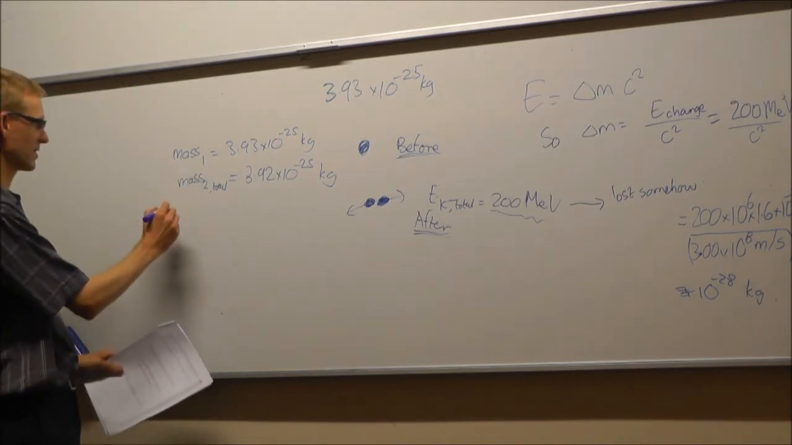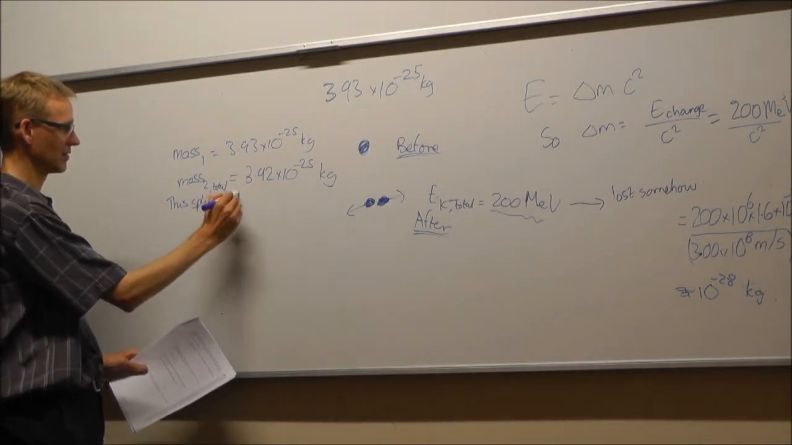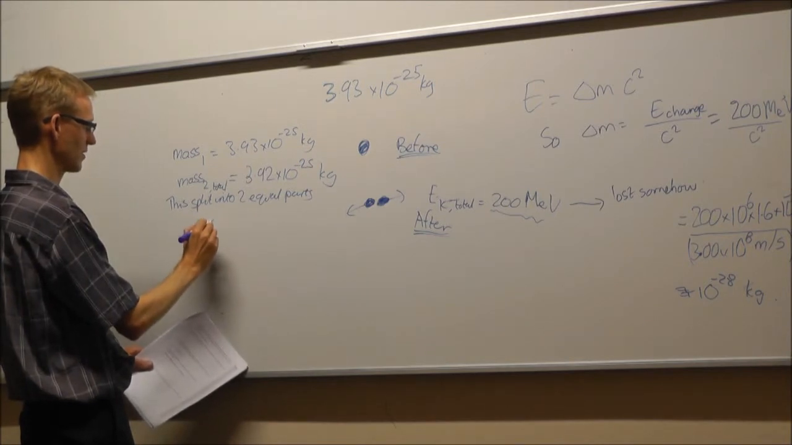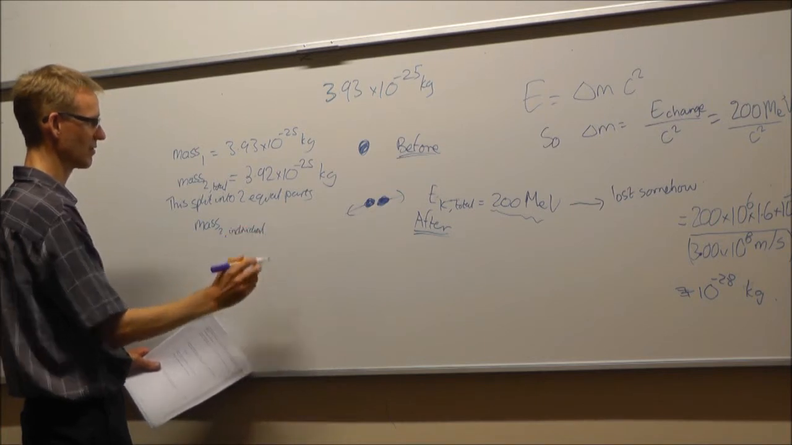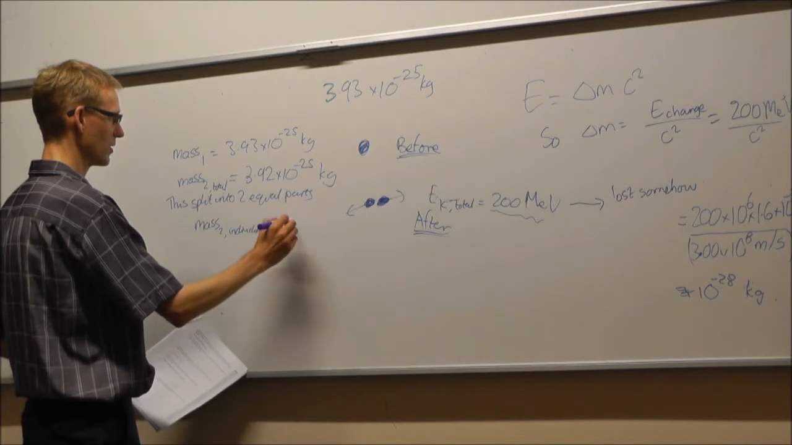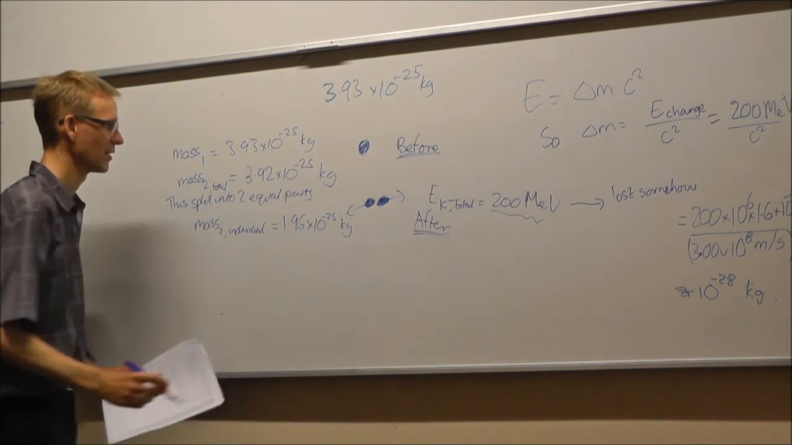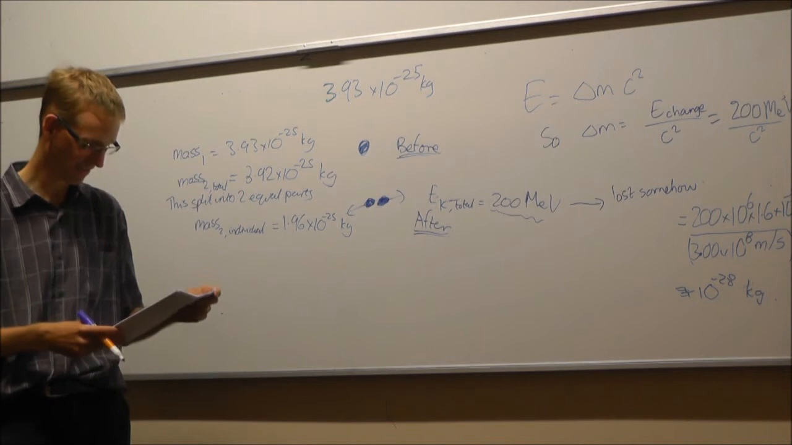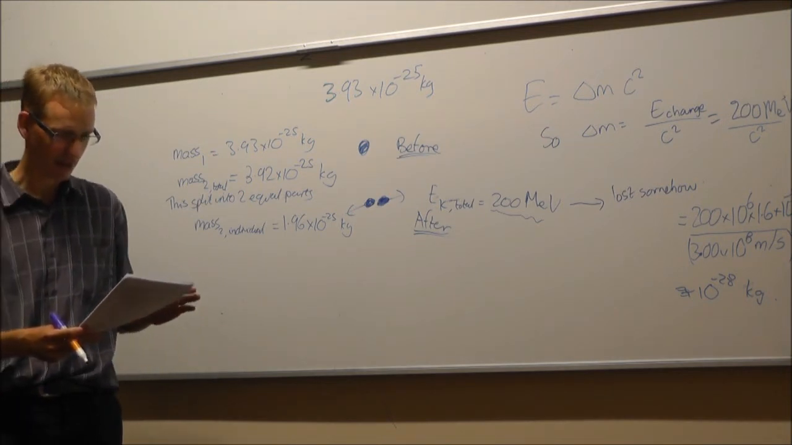So this is split into two equal parts. So the individual mass equals 3.92 divided by 2, which is going to be 1.96 times 10 to the minus 25 kilograms. But remember, I'm making that up.